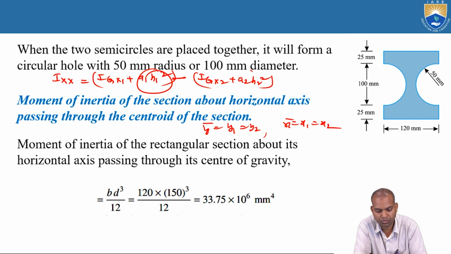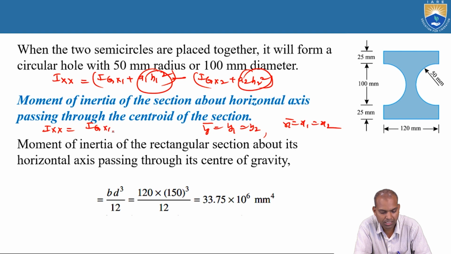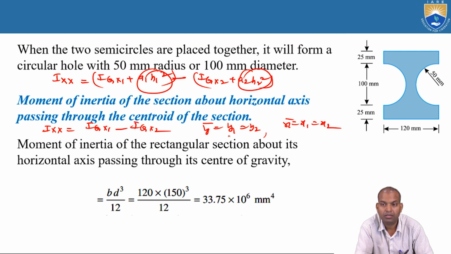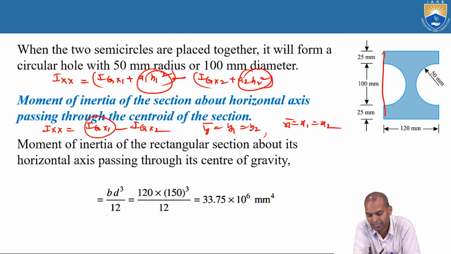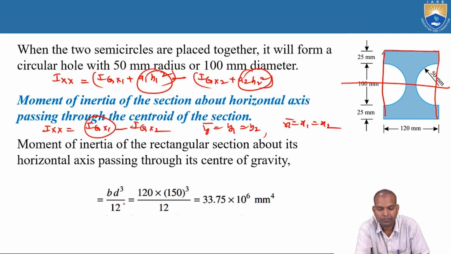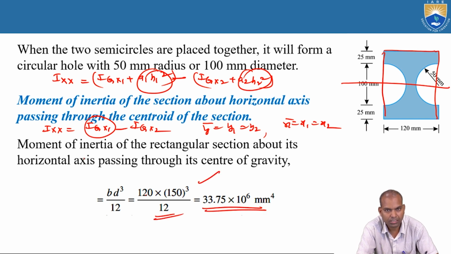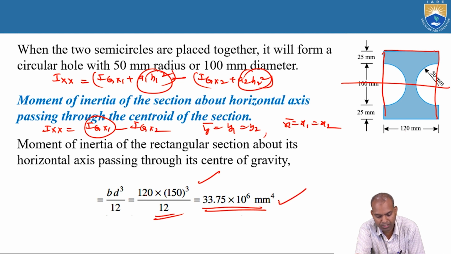That means this term becomes 0. What will be left here? Ixx equal to Igx1 minus Igx2. What is Igx1, parallel to the x-axis? Here x1 means the total rectangle. Parallel to the horizontal axis, that is BD cube by 12. What is B here? The breadth is 120 and D is 100 plus 25 plus 25, that is 150. That is 120 times 150 cube by 12, which is 33.75 times 10 power 6 millimeter power 4. That is Igx1. What about Igx2?